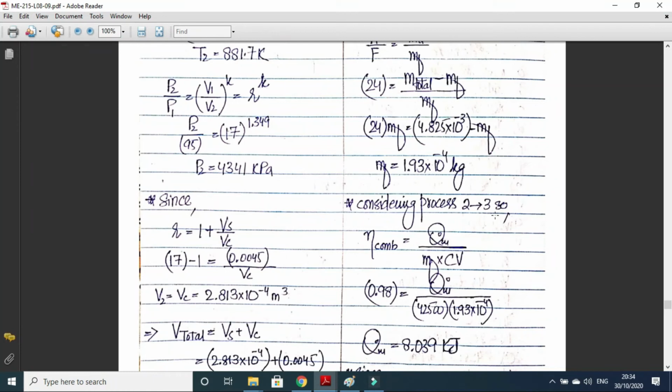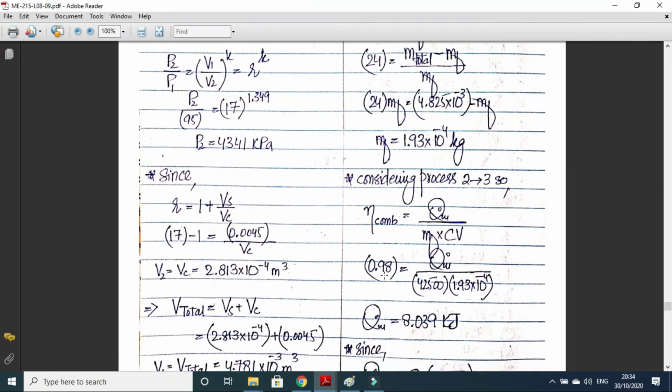Now the combustion efficiency is given. Combustion efficiency is 98%. It means that the energy released by burning fuel, 98% of that energy will be available as Q in. If the combustion efficiency is 100%, it means that all the energy by burning fuel will be available as Q in, because the energy which we get by burning fuel will be added or supplied as Q in to the working fluid circulating in the diesel cycle.